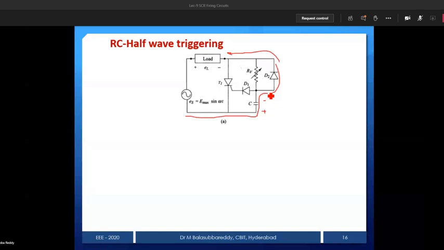Once it is completely charged, with what voltage? Same as source voltage, because we connected the capacitor through the source only, no? Diode is on, D2 is on. Therefore, upper plate is connected to the phase, lower plate is connected to the neutral. Therefore, what is the voltage across the capacitor? Same as the source voltage now. Is it clear? Once it reaches minus V maximum, diode D2 will be off.